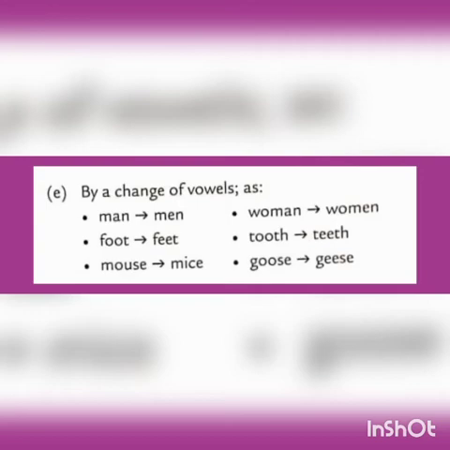Let us look at foot. Foot has o, which is a vowel. To make it feet, which is the plural form for foot, you will change it into e. For tooth, you will change o into e. For mouse, you will change o into i. And for goose, you will change o into e. So in this way, you can change the vowel and get the plural form.